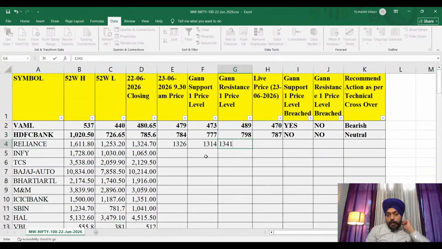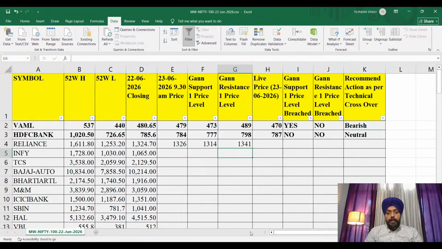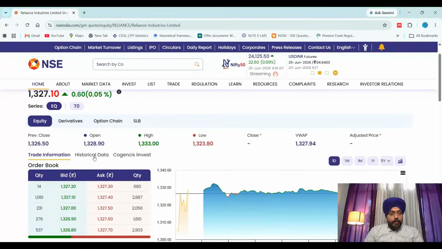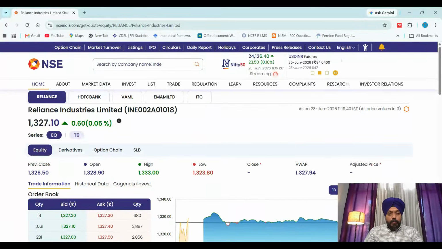So you can see that based on the 9:30 AM price, the support 1 price level is 1314 and the resistance price is 1341. Now let's check. It's showing us flat, so we will still do the analysis ourselves. The live price is almost flat, still trading at 1320.